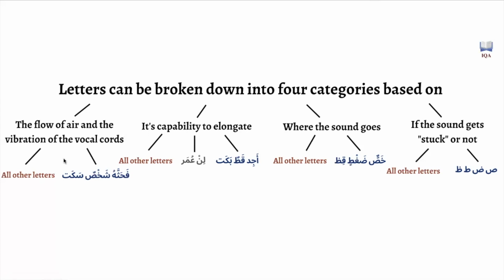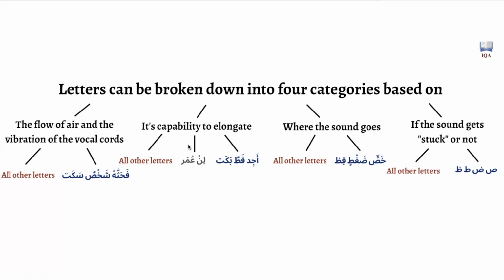So for the first one, which is the flow of air and the vibration of vocal cords, we have certain letters where there's going to be a lot of flow of air in your mouth. There's going to be a lot of air coming out of your mouth, and your vocal cords are not going to shake. What are those letters? فَحَثَّهُ شَخْصٌ سَكَتَ. All these letters in this short acronym here can be grouped together because the flow of air is a lot, and your vocal cords are not shaking when you're pronouncing them. And now all other letters will be grouped into the other group where there's not that much flow of air and your vocal cords are shaking when you are pronouncing those letters. Again, each and every one of these 4 is going to be further clarified one by one. This is just a brief overview.